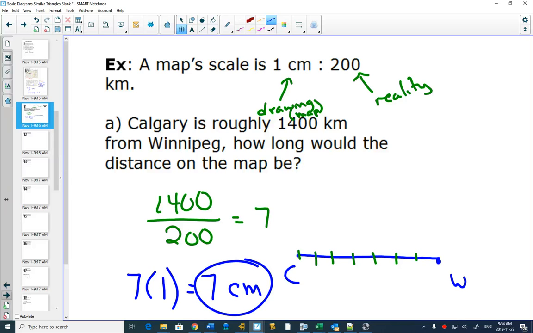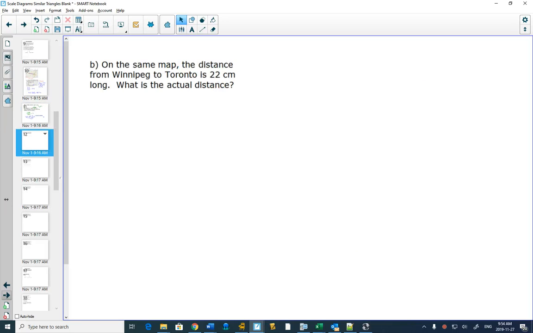Can you imagine? Here is your map from Winnipeg to Calgary, and you open it up. You have to spread it out because it's actually 1,400 kilometers long to read your map. Obviously, that wouldn't make a lot of sense. So maps have a huge scale reduction because here, 200 kilometers got reduced to 1 centimeter.